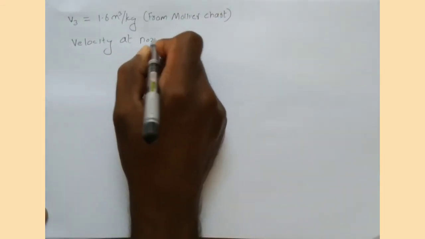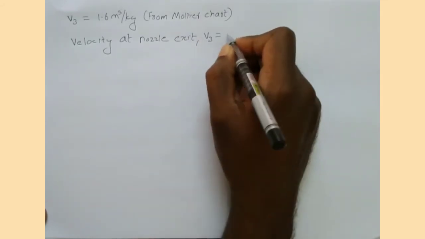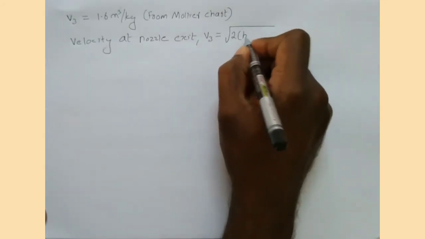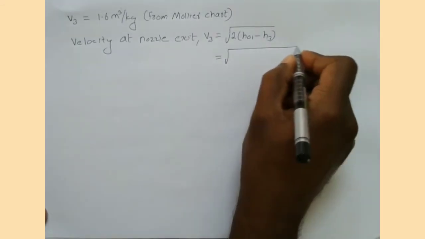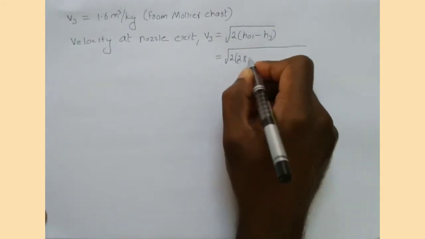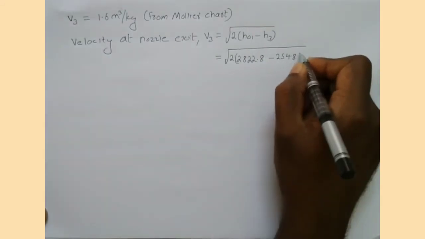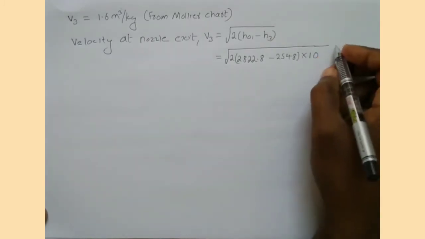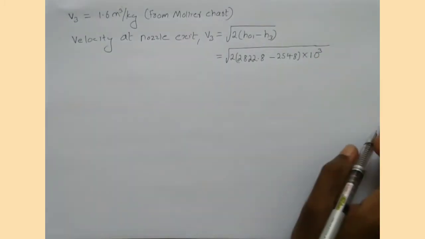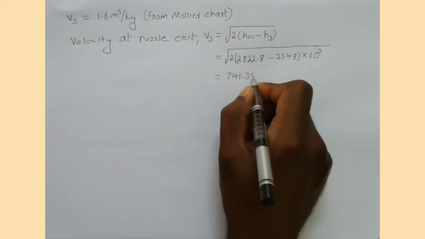Velocity at nozzle exit is given by V3 equals root of 2 into H01 minus H3. That is root of 2 into 2822.8 minus 2548 into 10 raised to 3. 10 raised to 3 is to convert kilojoule to joule, and after substituting values you will get 741.35 meter per second.